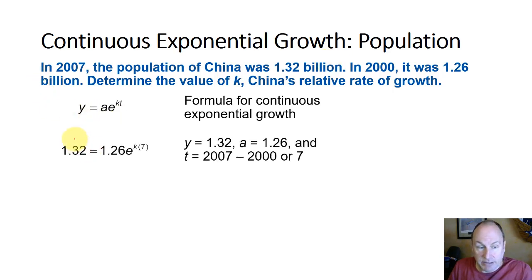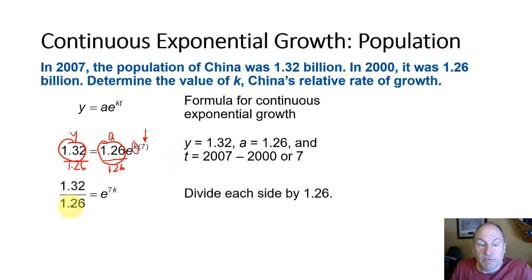And since we know that in 2007, the population was 1.32 billion, its initial population in 2000 was 1.26. That's the a value, the starting value. And 7 years have taken place between 2000 and 2007. The unknown part is this k, which is going to be the rate of growth. The first thing we're going to have to do is isolate the e by dividing both sides by 1.26. When we do that, we get 1.32 over 1.26 equals e to the 7k.